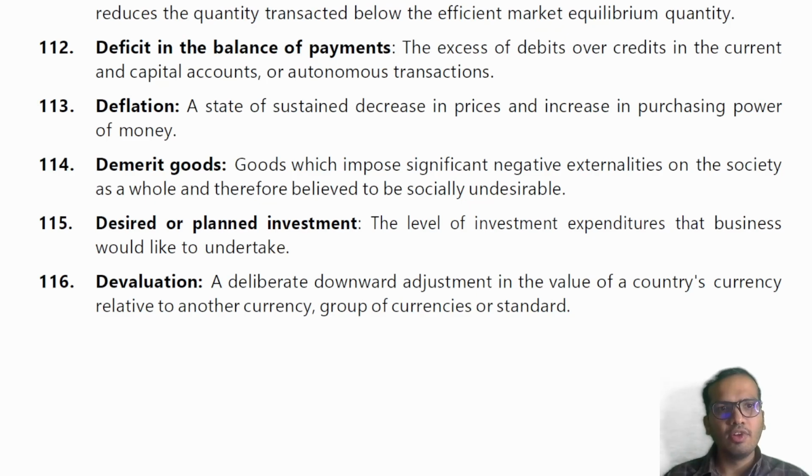Then comes deflation. So a state of sustained decrease in prices and increase in purchasing power of money. Then number 114, demerit goods. So goods which impose significant negative externalities on the society as a whole and therefore believed to be socially undesirable. Then comes desired or planned investments. So the level of investment expenditures that business would like to undertake.